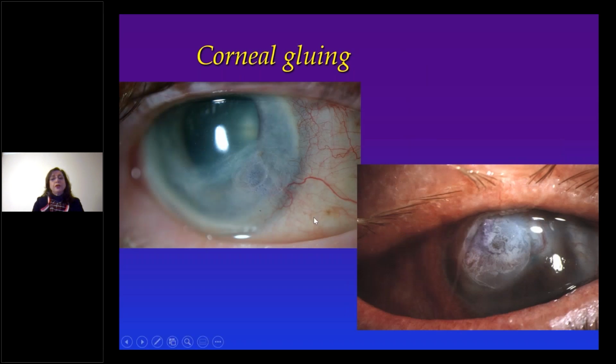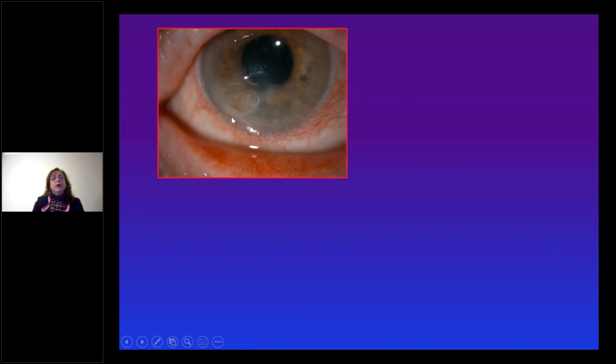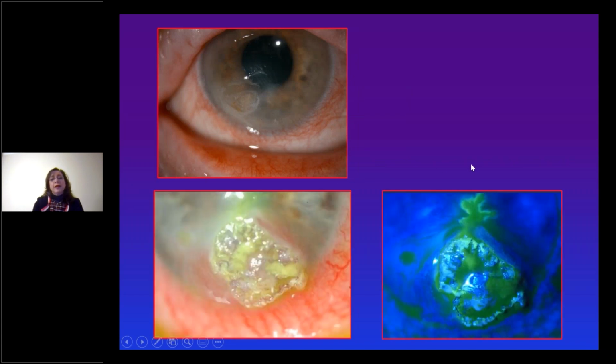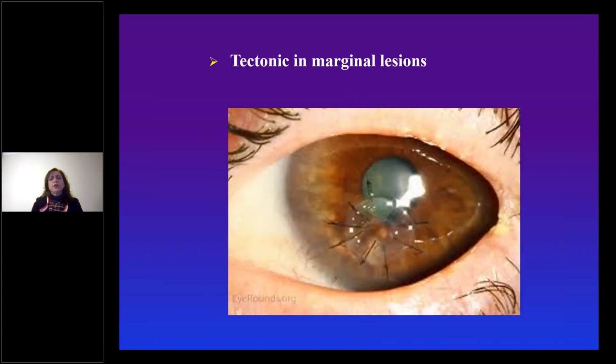If you have a perforation, we use cyanoacrylate to glue the perforation, as you can see here. But be careful, because when you have a perforation, you can still get a reactivation of the virus. Can you see this dendrite on top of the glue? So you have to always remove the bandage contact lens and examine the patient to make sure that you're not getting repeated infection under the perforation, under the glue. And if it's a large perforation, you may need to do a small tectonic graft, like in this patient.